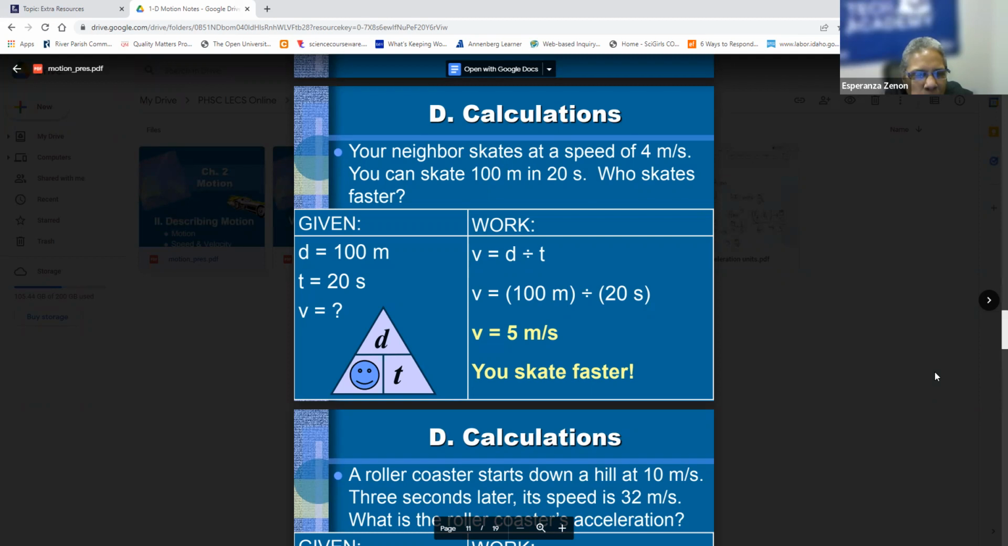Okay. So 100 meters in 20 seconds. Let's go to the distance, speed, and time pyramid. If I want speed, I have to cover that up, and it tells me take the distance and divide by the time. So 100 meters divided by 20 seconds, 5 meters per second. Yay, I'm going faster than my neighbor. They're covering 4 meters every second. I'm covering 5 meters every second.